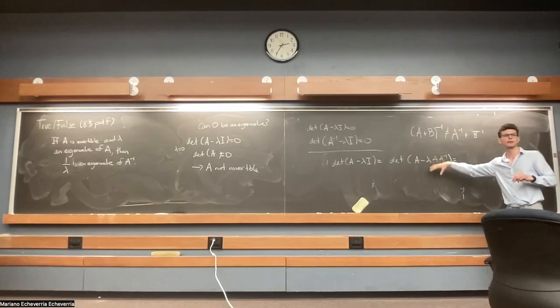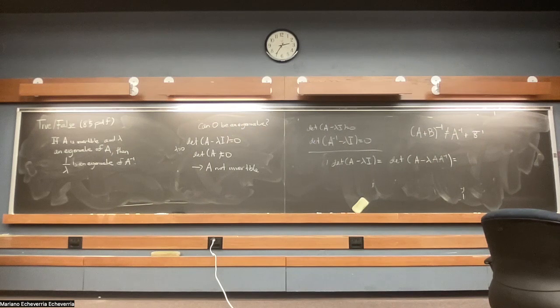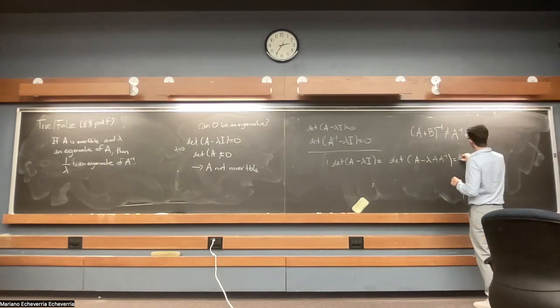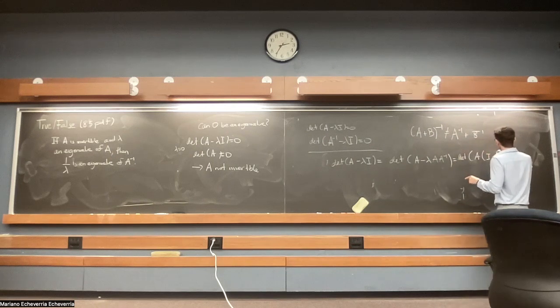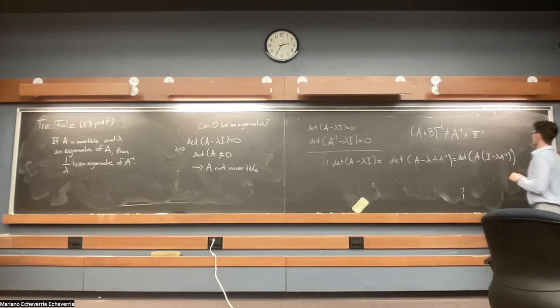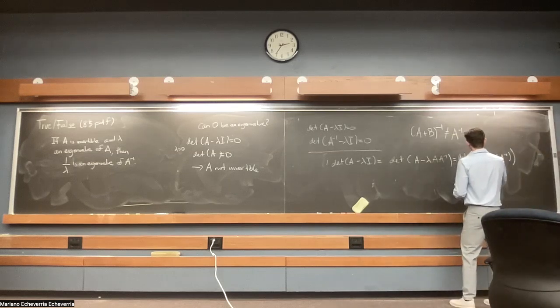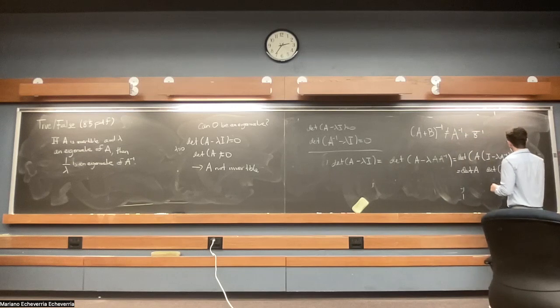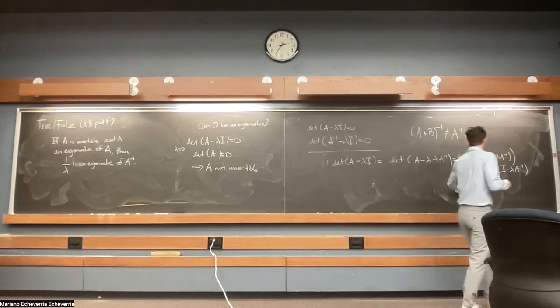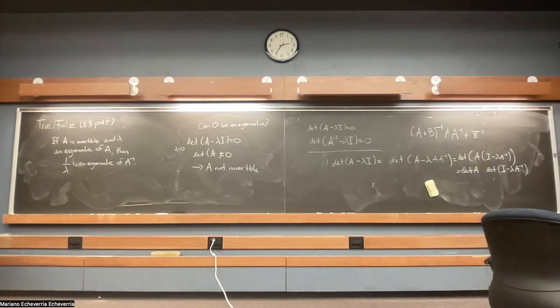Now this looks a little bit better, because what can you do next? You can factor out an A. So you can put determinant of A times identity minus lambda A inverse, right? And this is determinant of A times determinant of I minus lambda A inverse, right? That making sense so far? So good up to this point. This is not quite what I want, right?